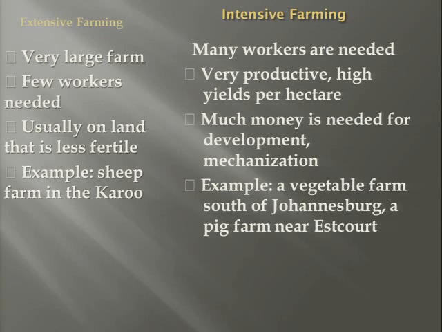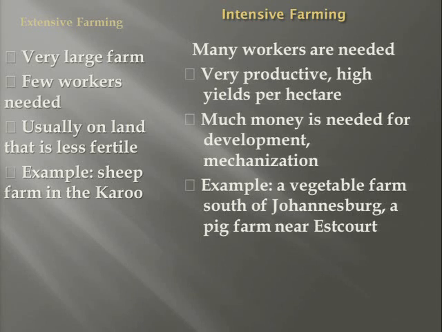With extensive farming, we're going to find that it's a very large farm. It has few farm workers, and usually it's on land that is less fertile. An example of an extensive farm will be a sheep farm that you find in the Karoo.